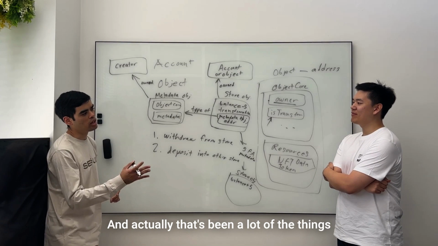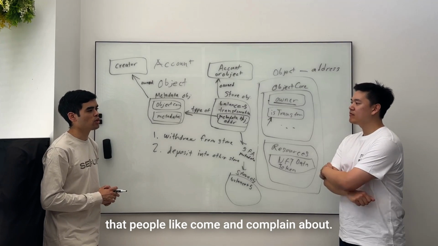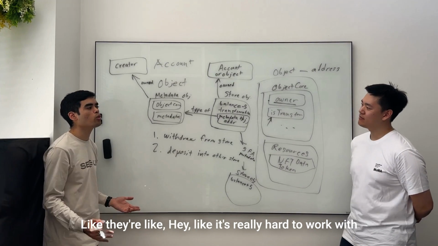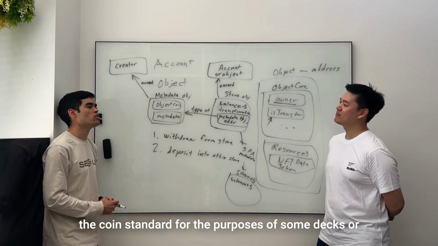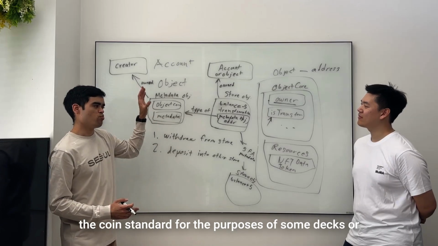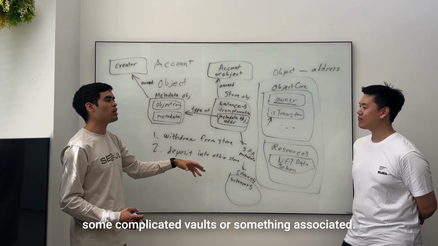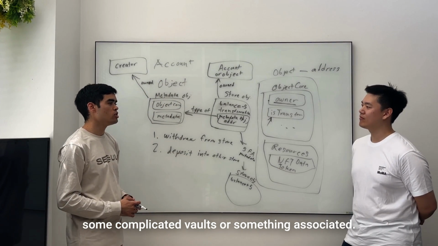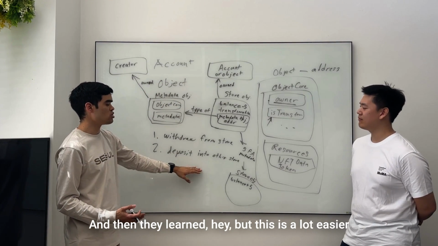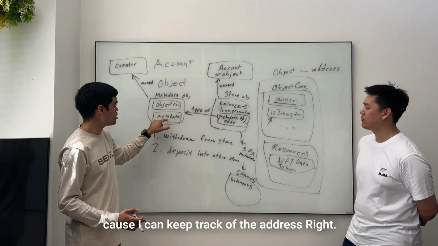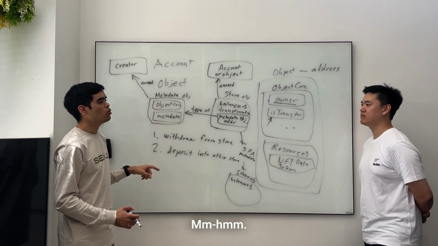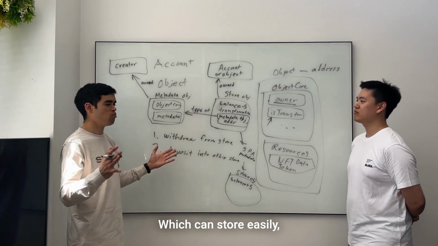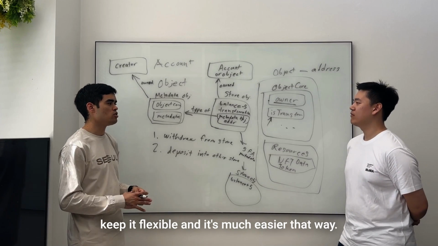Right. And actually, that's been a lot of the things that people come and complain to me about. They're like, hey, it's really hard to work with the coin standard for the purposes of some DEX or some complicated vault or something associated. And then they learn, hey, but this is a lot easier because I can keep track of the address of this metadata object, which you can store easily, you can keep it flexible, and it's much easier that way.